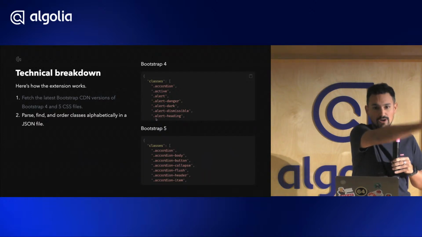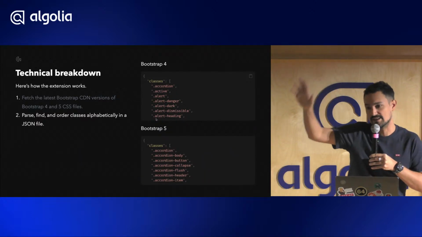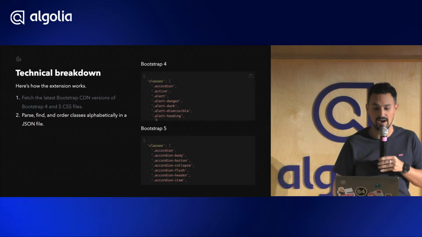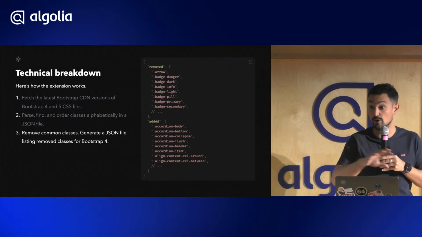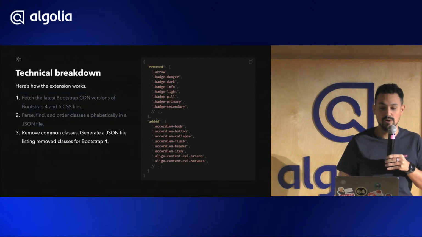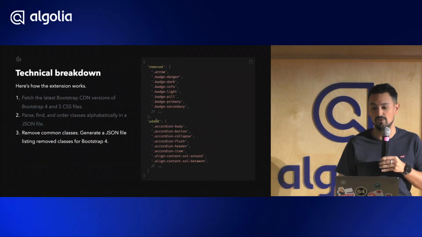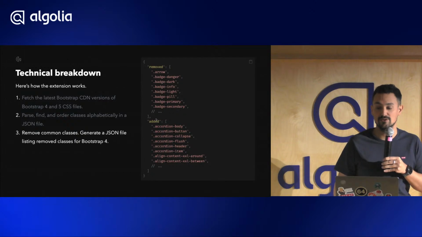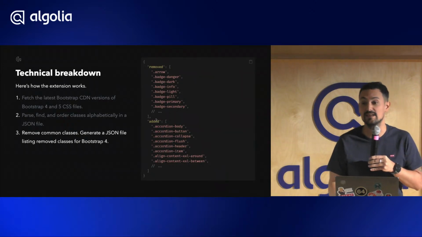So we have all the classes of Bootstrap 4, all the classes of Bootstrap 5 in a JSON file. And then we're going to remove the common ones because we don't care about them. And we're going to generate a new JSON file listing removed classes for Bootstrap 4. Okay, so that's the classes we're gonna highlight in the website.